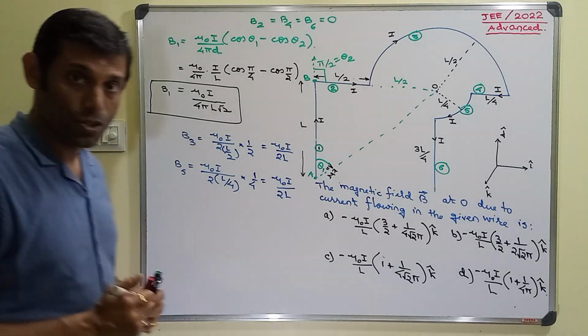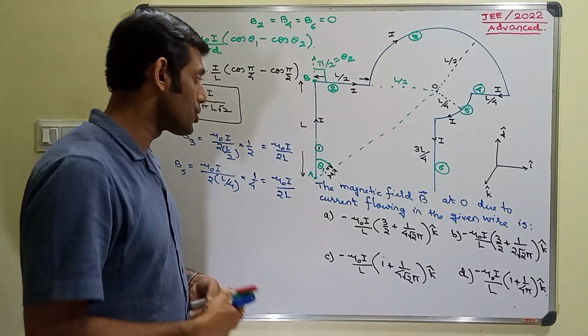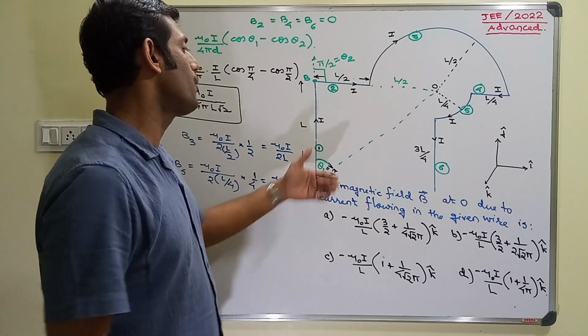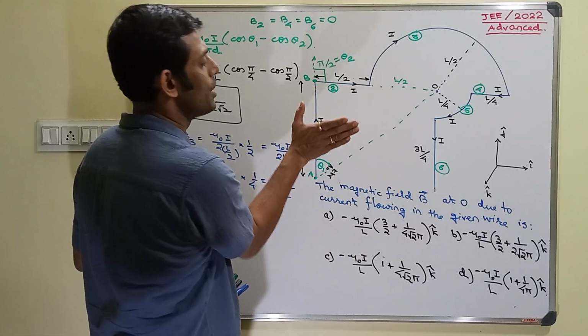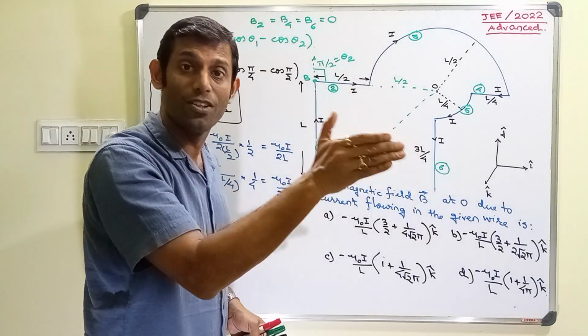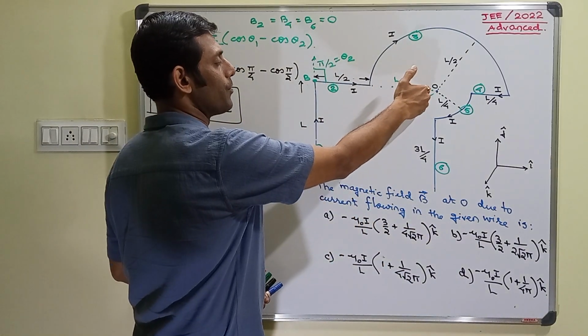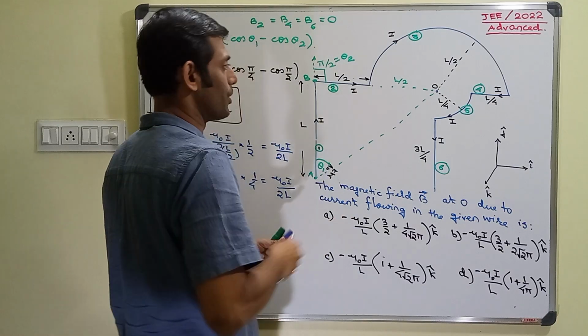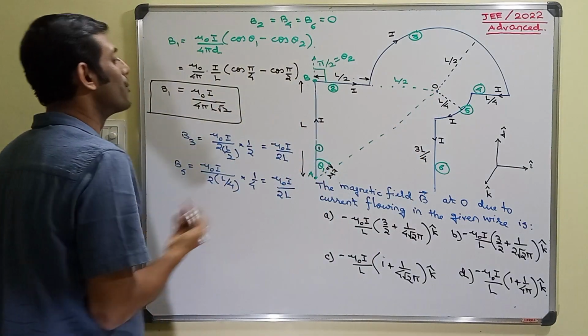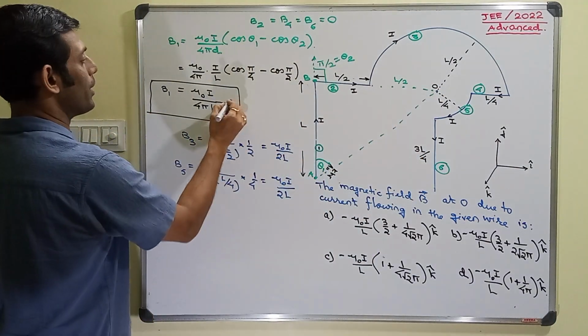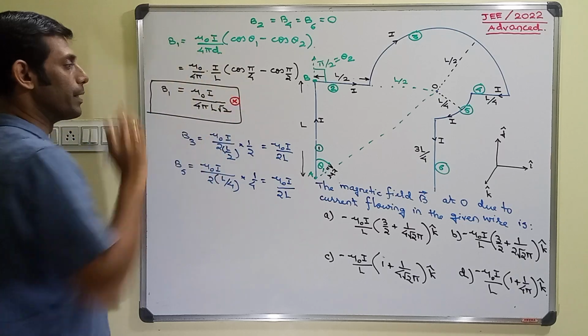Now the directions. For the vectorial directions, if the current flows like this, the magnetic field, right hand curl rule has to be used. And if the current flows like this, the magnetic field is going to enter into the page, and therefore you are going to get a crossed field due to part 1. This would be a crossed field.